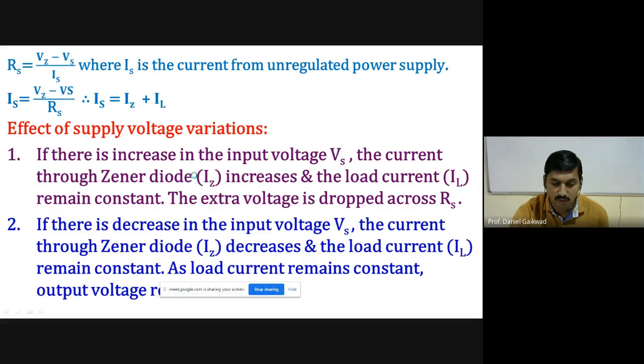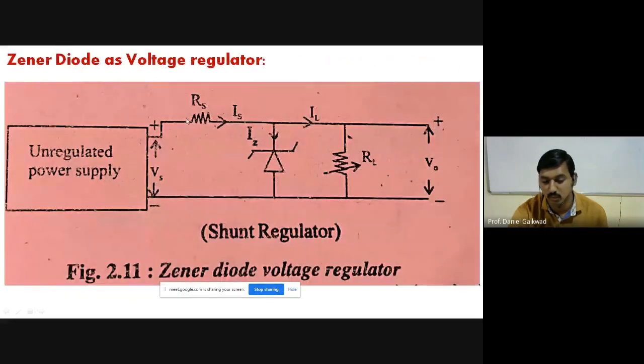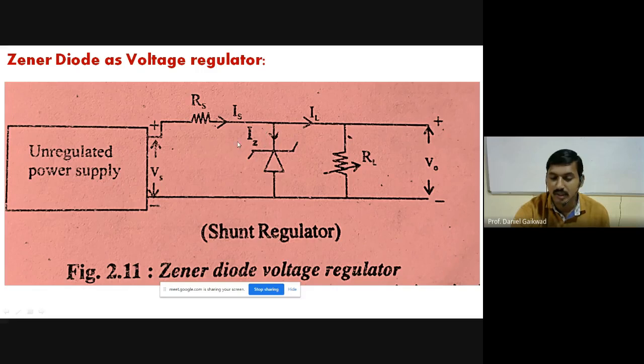So according to the diagram, suppose Vs increases. As Vs increases, there is an increase in Is. If Is increases, then which factor will increase? Iz increases. So the current through the Zener increases so that IL remains constant. This current remains constant. If there is an increase in Is, there is an increase in Iz, and accordingly IL remains constant.